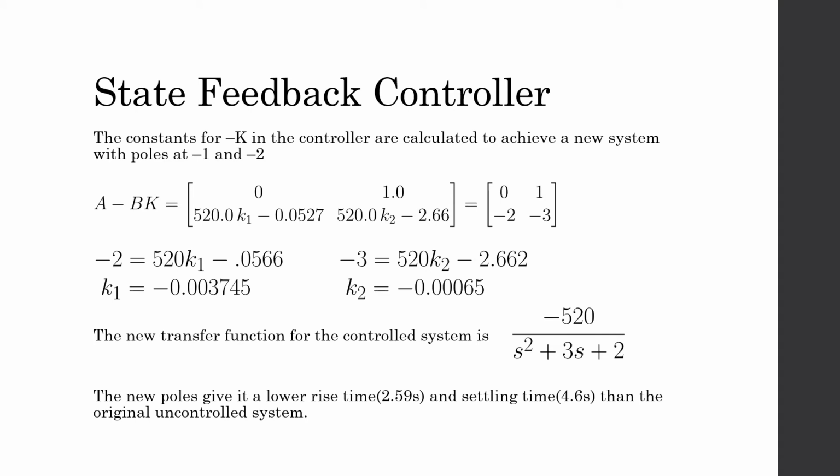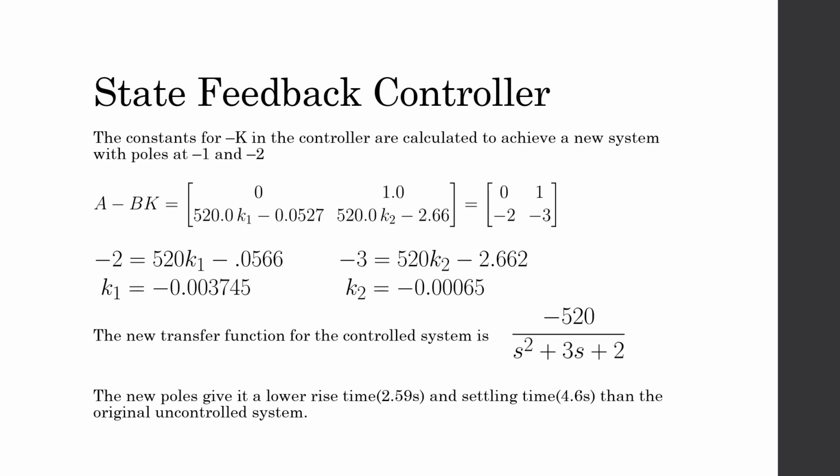The state feedback controller enables the poles of any given transfer function to be moved, assuming that the system is controllable. This is achieved by multiplying feedback by a constant K matrix. The values of this K matrix can be found by taking the matrix A minus BK and setting it equal to the state matrix derived from the desired poles. The values of the K matrix can then be found.